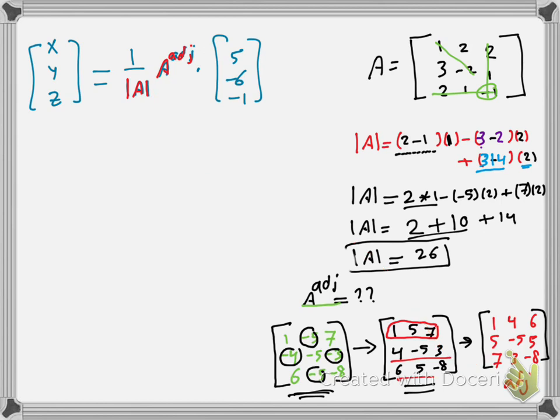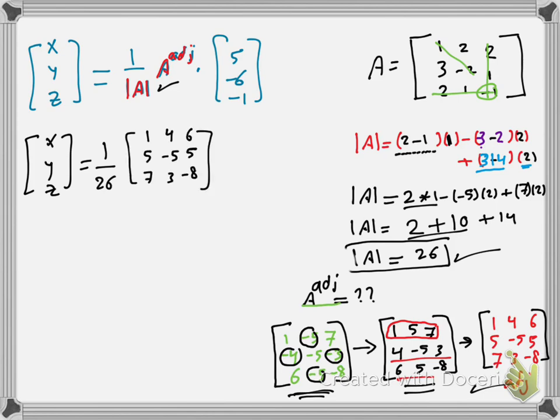Then now to complete the answer, the variables x and y and z equal 1 by the determinant. The determinant we did before, which was 1 by 26. The adjoint, which we have just finished, I will copy just here. And now the matrix of the three numbers, I will put it, which is 5, negative 6, and then negative 7, and negative 1.